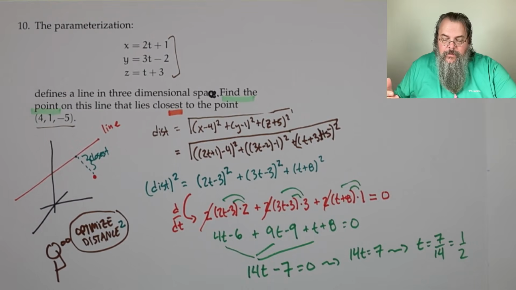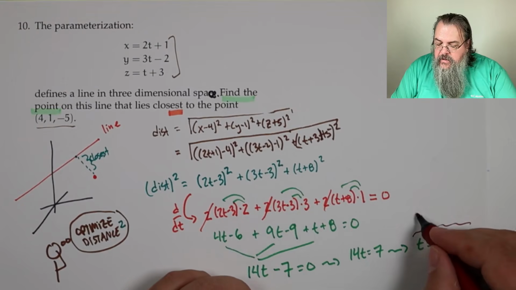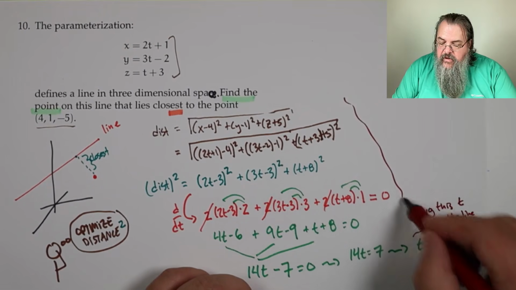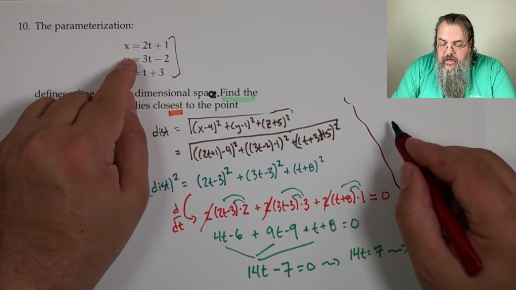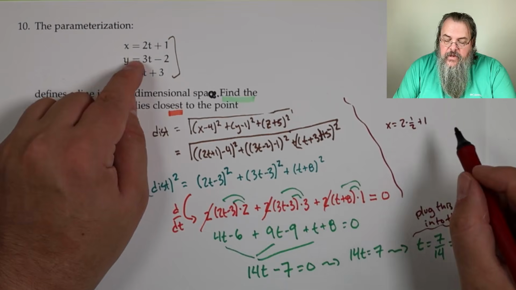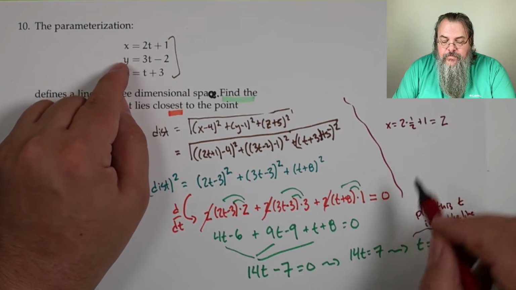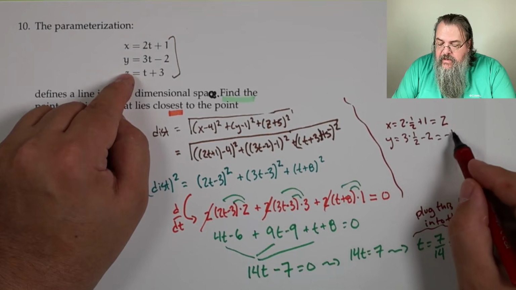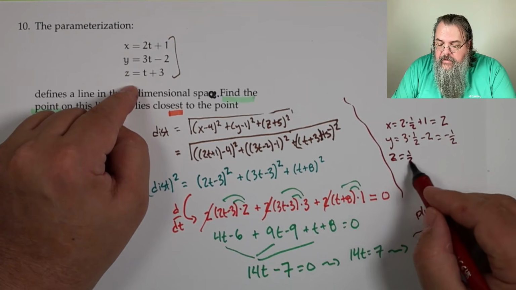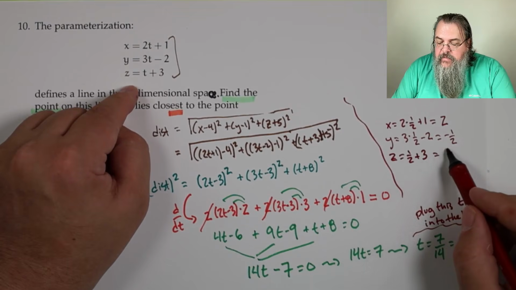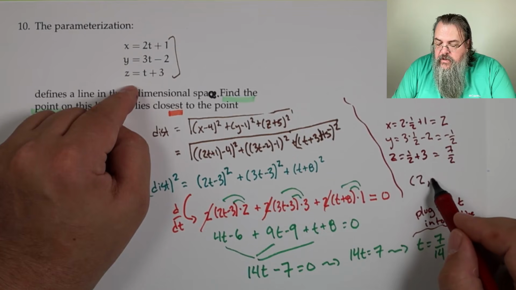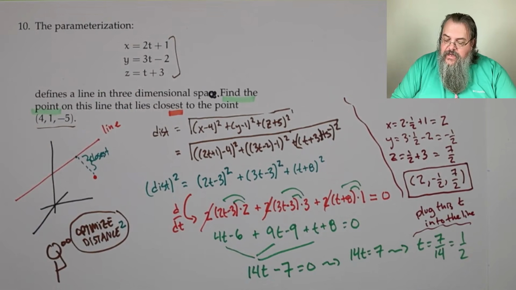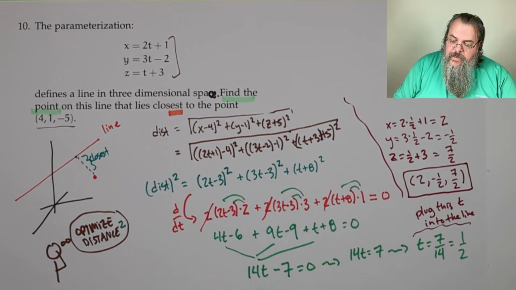So how do we finish? Well, from here, we're going to plug this t into the line. All right, so what do we end up with? Well, we're going to end up with x is 2 times 1/2 plus 1, also known as 2. Y is 3 times 1/2 minus 2, so that's 3/2 minus 4/2, that's negative 1/2. And z is 1/2 plus 3. 3 is also known as 6/2, so that makes 7/2. So our point would be at (2, negative 1/2, 7/2). And that is the answer. And there we go.